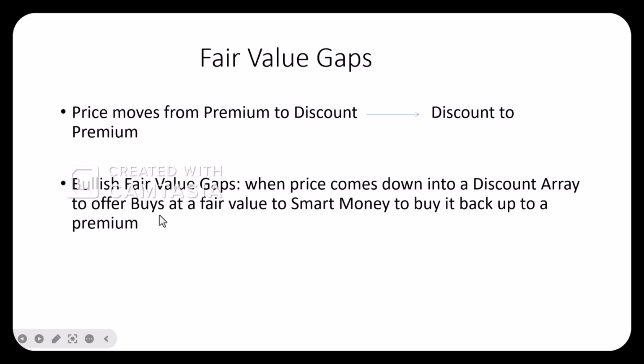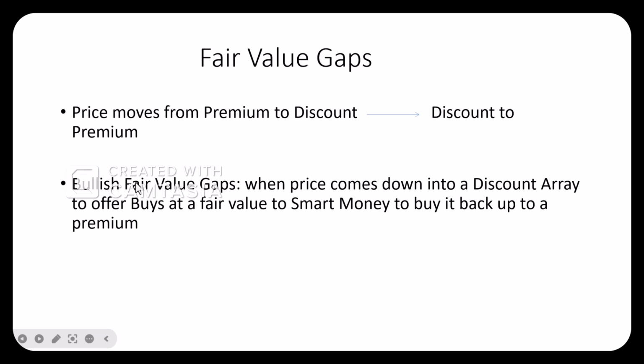Why that BC? When price was dropping back inside it to finally cover that inefficiency in the market, immediately price reaches that place and balances that area out. We will always see price leave it. If that area in the market is a bullish fair value gap, you will see it offering buys at fair value to smart money to buy it back up into a premium.